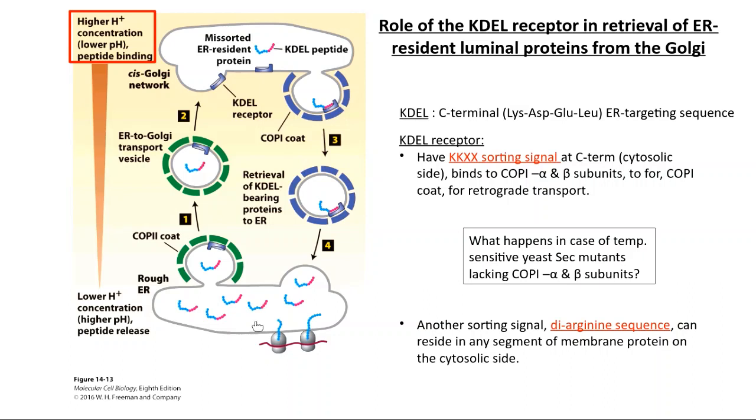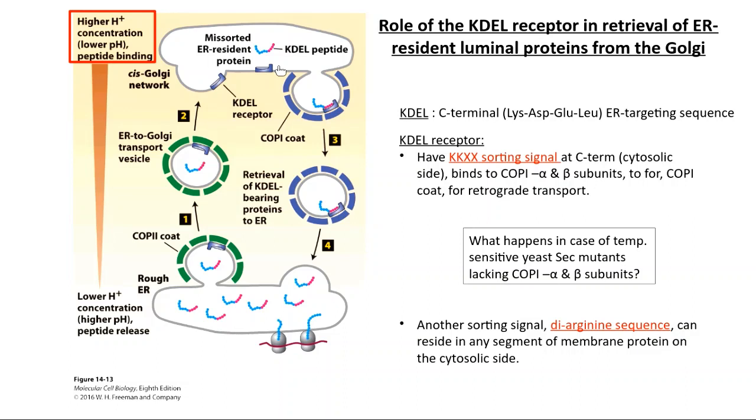Somehow, if the proteins get into these budding vesicles, in that case, the budding vesicles will eventually take them to the next compartment, that is the cis Golgi compartment. Now we have these missorted ER resident proteins. The ER resident proteins are supposed to stay inside the ER with the KDEL peptide. At the same time, we are seeing that we have these KDEL receptors. These are KDEL receptors on the cis Golgi membrane.